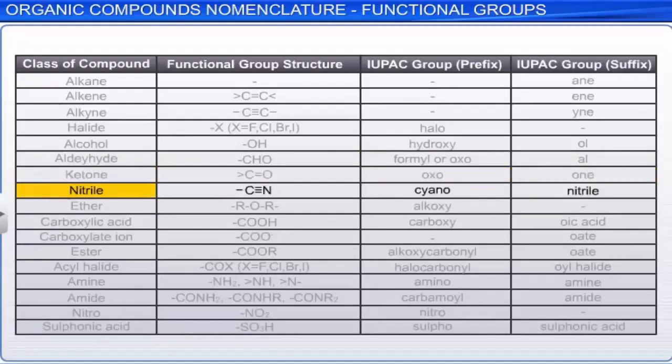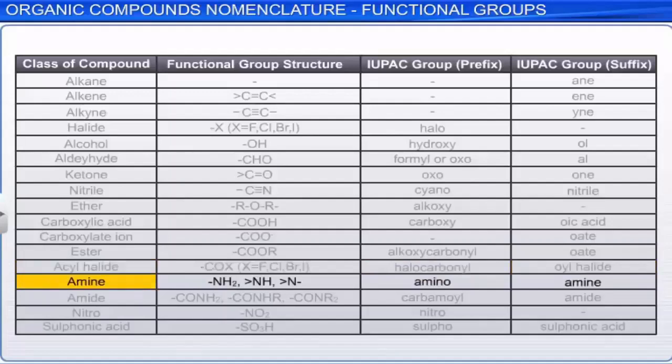The nitrile group prefix is cyano and the suffix is nitrile. The ether group prefix is alkoxy. The carboxylic acid group prefix is carboxy and the suffix is oic acid. The carboxylate ion group suffix is -oate. The ester group prefix is alkoxycarbonyl and the suffix is -oate. The acyl halide group prefix is halocarbonyl and the suffix is oyl halide.